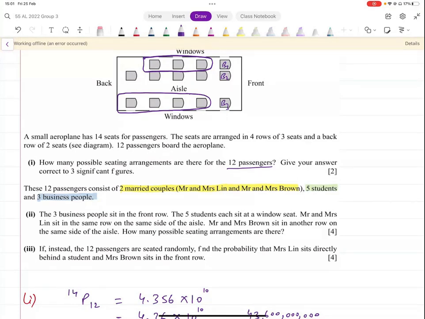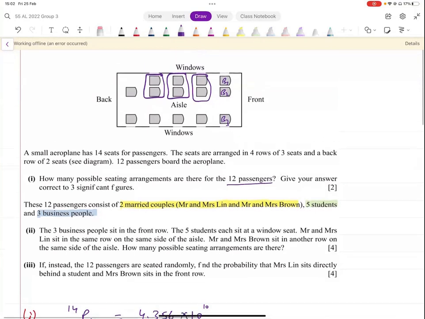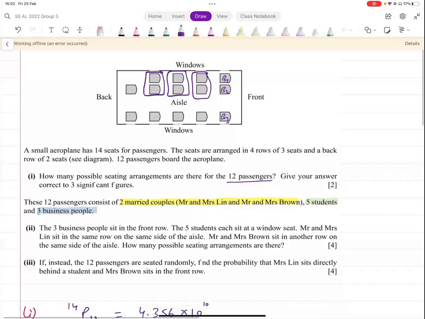और उसके बाद और क्या है? Mr. and Mrs. Lynn sit in the same row on the same side of the aisle. And Mr. and Mrs. Brown sit in another one on the same side of the aisle. Okay. So couples ki aapke paas conditions hain. They have to sit on the same side of the aisle in the same row. Now, how is that possible? You've got 3 possibilities. एक ये पॉसिबिलिटी है, एक ये पॉसिबिलिटी है और एक ये पॉसिबिलिटी है. इन तीनों में से किसी 2 जगहों पे आपके उन कपल्स ने बैठना है.